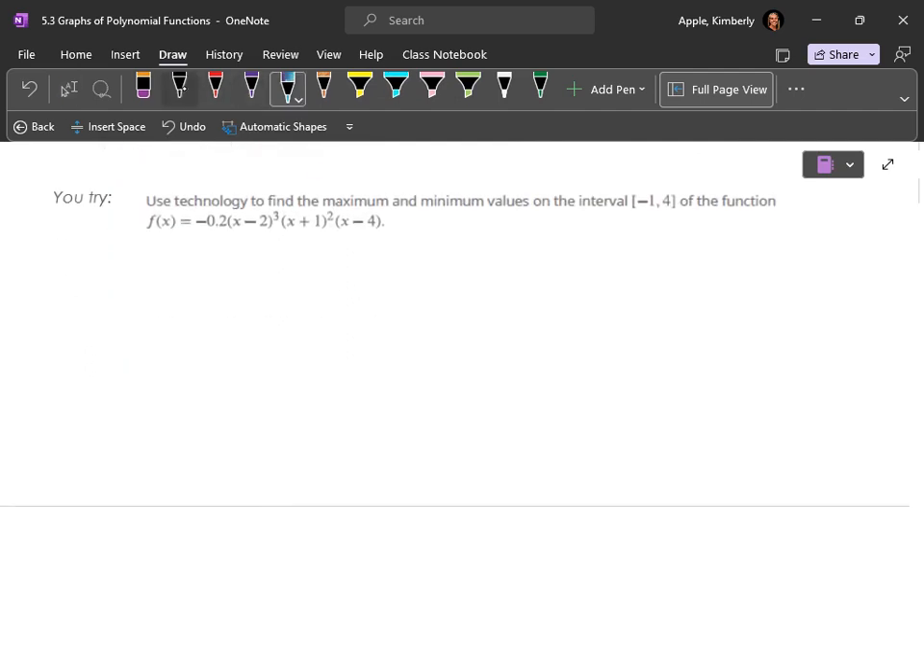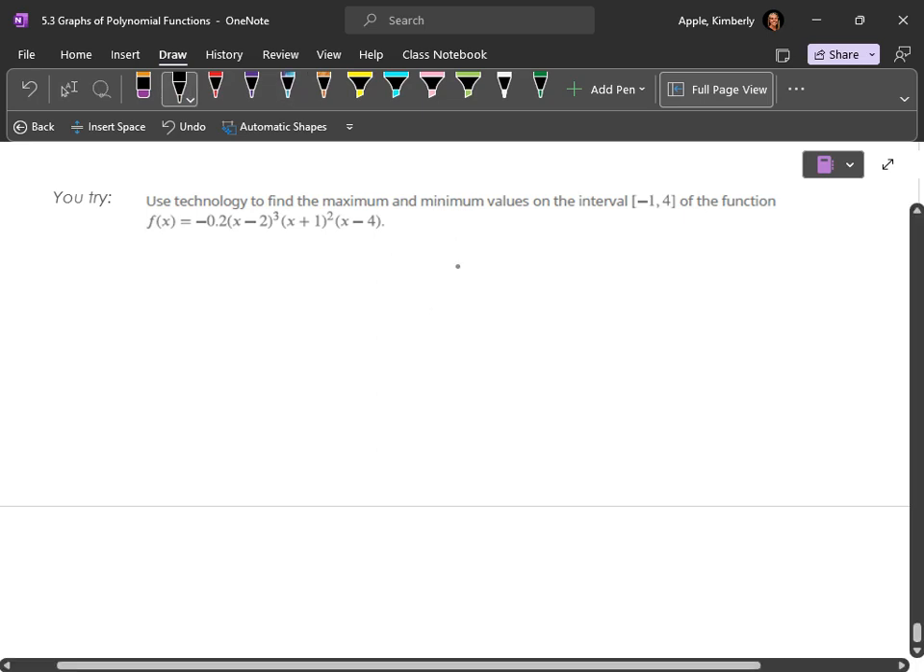So if you want to try, go ahead and plug that into your calculator. See if you can find both the maximum and minimum values between x equals negative 1 and 4. So if you want to pause. Right, so the minimum here would be 0, negative 6.5, and the maximum would be approximately 3.5, 7.